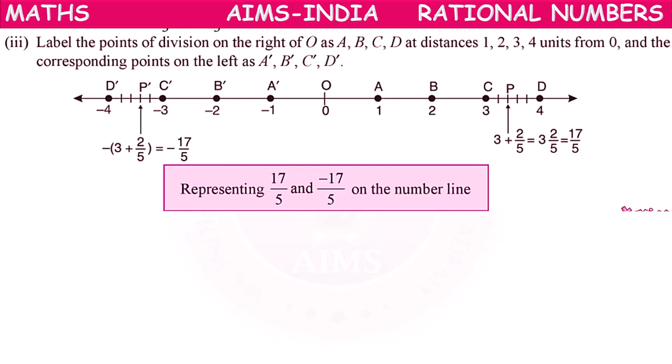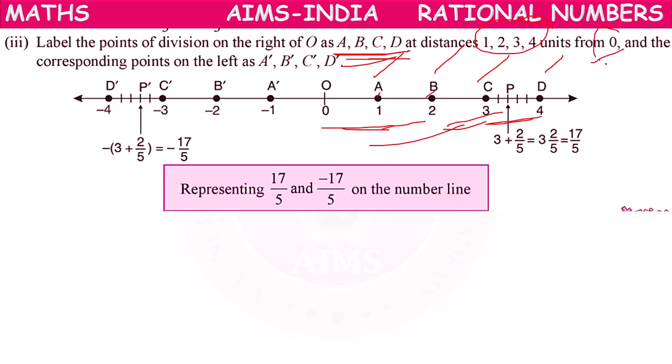Next. Suppose we have points A, B, C, D, which are at A is at 1 unit, B is at 2 units, C is at 3 units, D is at 4 units. 1, 2, 3, 4. We have represented points 1, 2, 3, 4 on the number line from O. Next, in the same way, on the left hand side, we have A dash, B dash, C dash, D dash. Now, we are taking a point P.